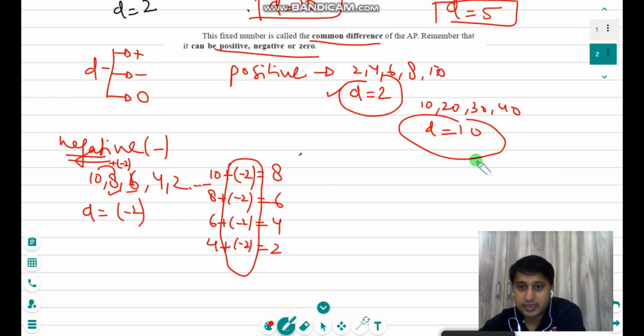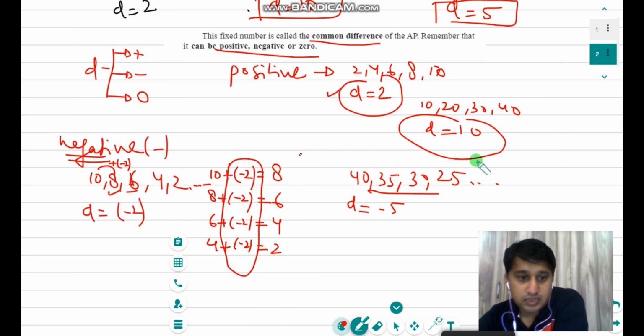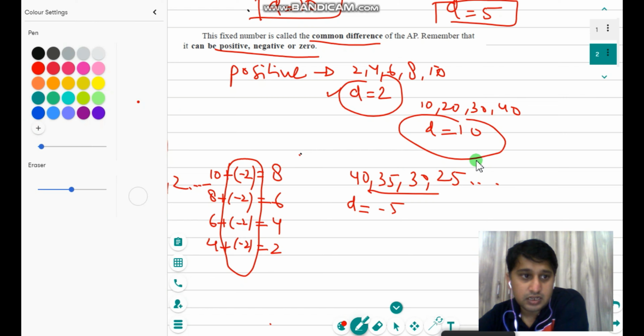Another example we can take is 40, 35, 30, 25. Here also D is minus 5. Always remember, if the consecutive terms of an AP are decreasing, you can see the first term was 40, then it became 35, then it decreased again to 30, then again to 25.